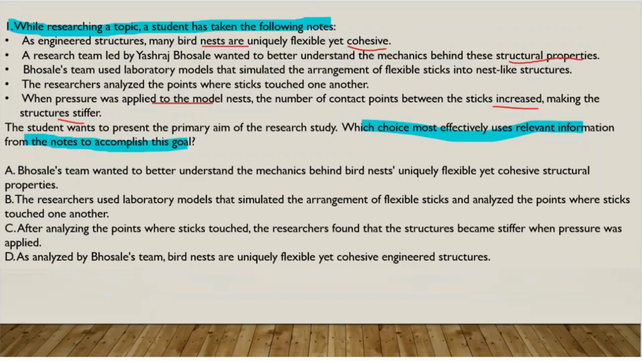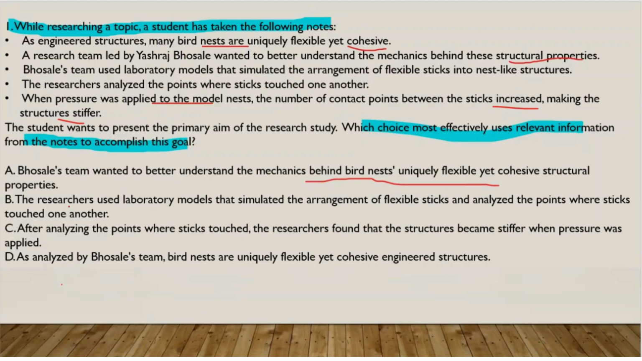So how are we going to solve it? We're just going to read all the options here, and that's it. Our first option says, Vosel's team wanted to better understand the mechanics behind birds' nests' uniquely flexible yet cohesive structural properties, which is really similar to what this question is asking for. But still, let's not judge and read the rest of the options too.